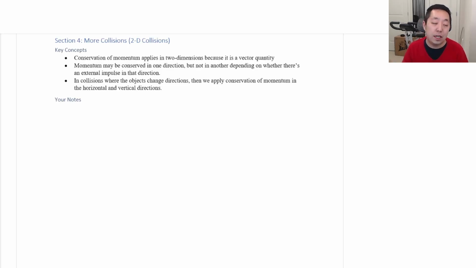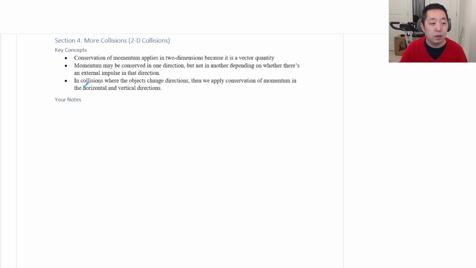It depends on the scenario, but the way we handle 2D stuff, just like we do with kinematics, just like we do with forces, is we decompose everything into their horizontal and vertical components and then handle them separately. So the general strategy is conservation of momentum in the horizontal direction and conservation of momentum in the vertical direction if it applies. Okay? And so that's the basic idea of what we're going to be doing here.